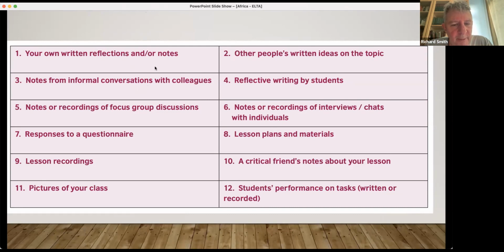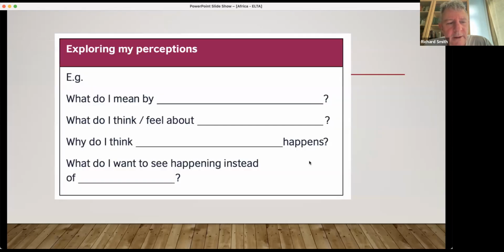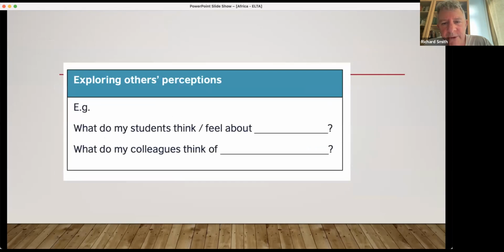It could help you to talk to some other colleagues. What do you mean by, what do you feel about participation? What do we mean by participation? What do we want students to do when we say we want them to participate? It could be number 3 as well. Let's think about others' perceptions. So what do my students think about their participation in class, for example?